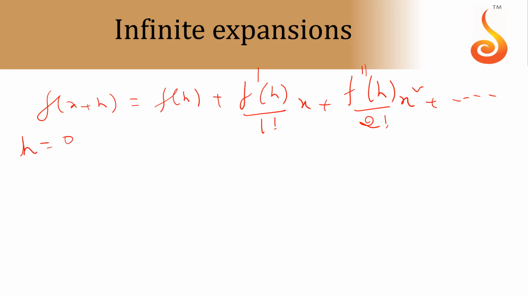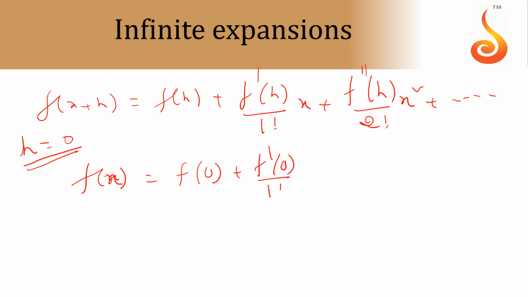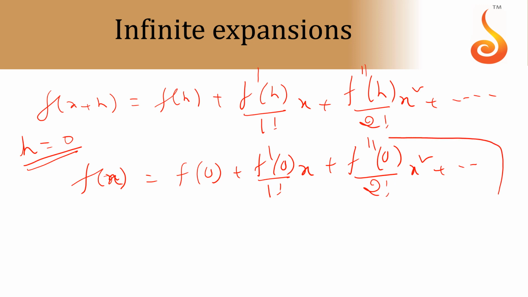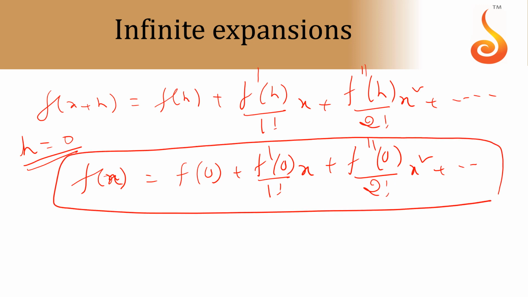Then if I substitute h equal to 0, I'll get the expansion of any function: f of 0, f dash 0 by 1 factorial into x, f double dash 0 by 2 factorial into x square, plus so on. So if you use this for functions where the derivative at 0 exists, you can write infinite expansions for any function. Let us take e power x as an example.